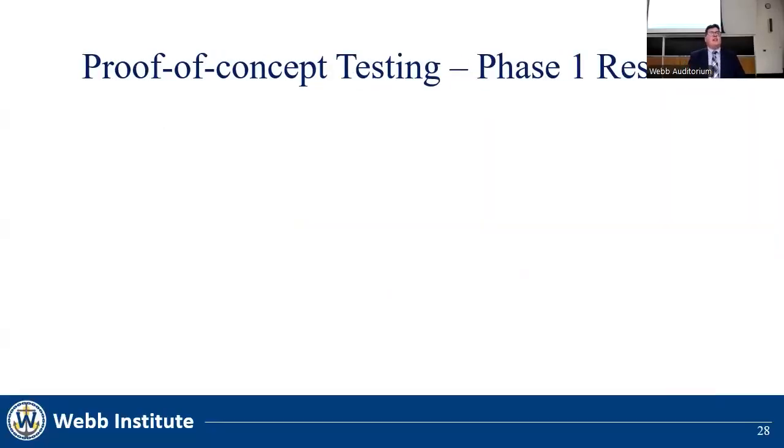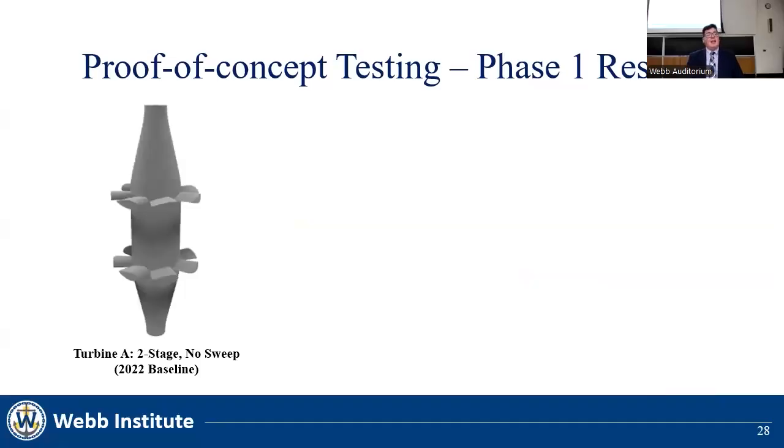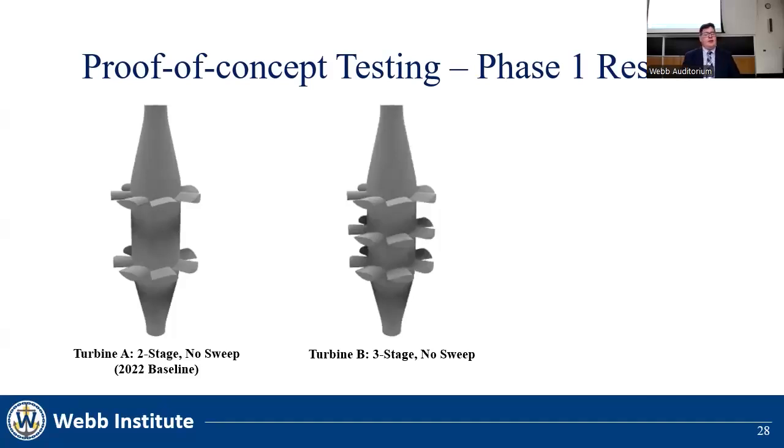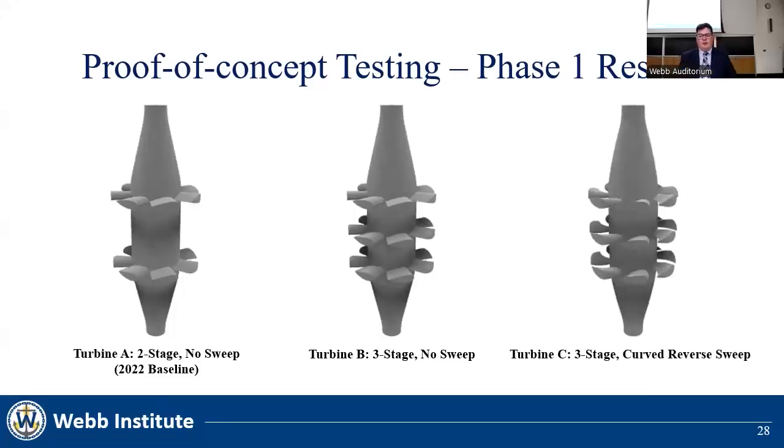From Phase 1 testing, 3 turbines were selected to move on to Phase 2. The first of these turbines was Kritzuk and Lehman's turbine from their 2022 thesis. This turbine was 2 stages with no sweep and would serve as a baseline for comparison. The second turbine selected to move forward was a 3-stage turbine with no sweep. This turbine was selected because of the apparent performance improvements seen with the additional turbine stage.